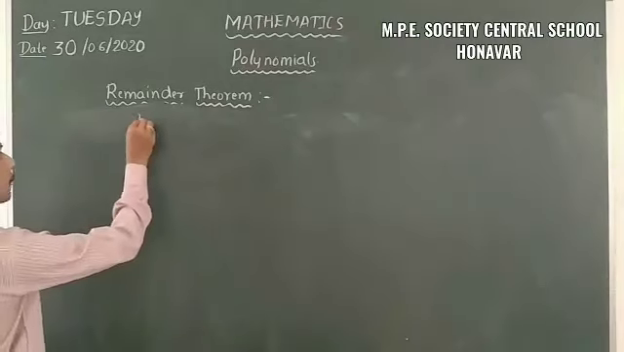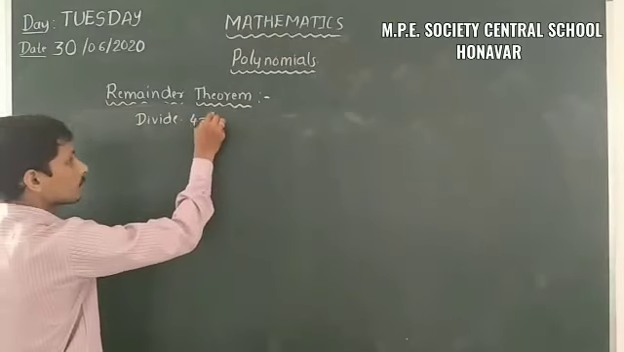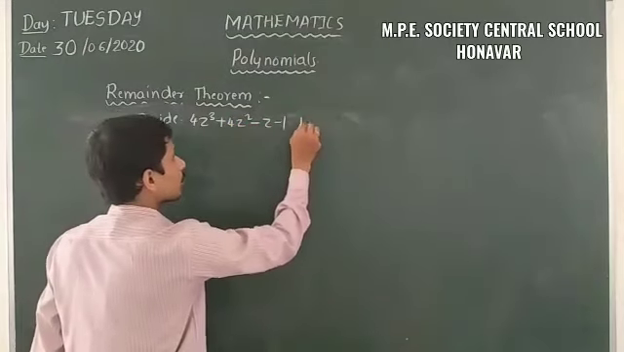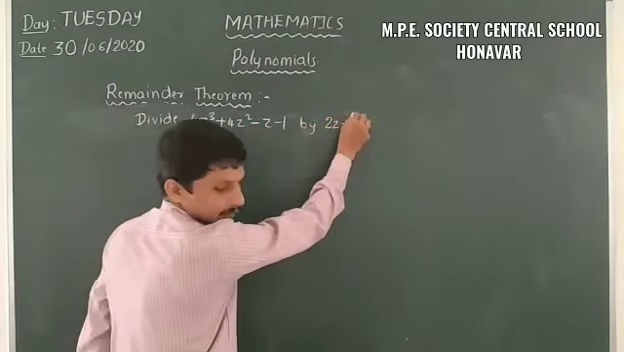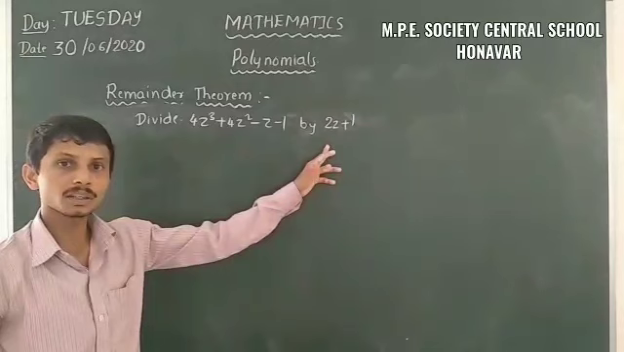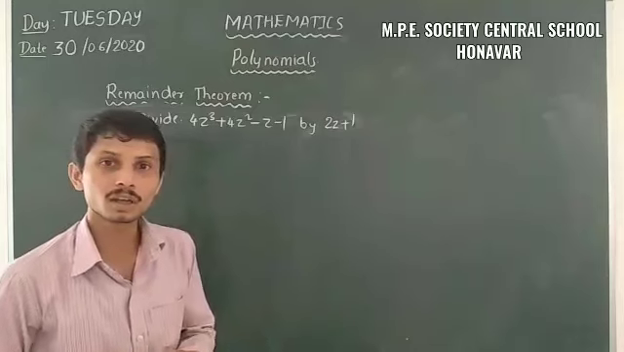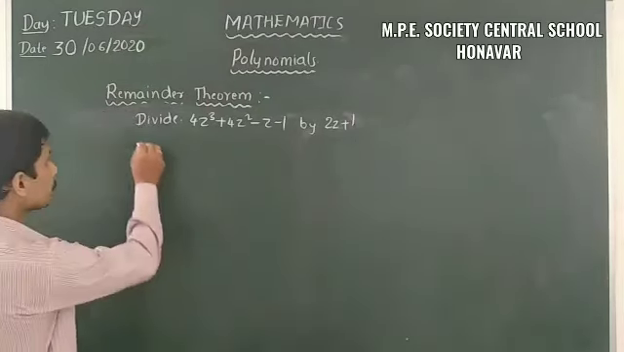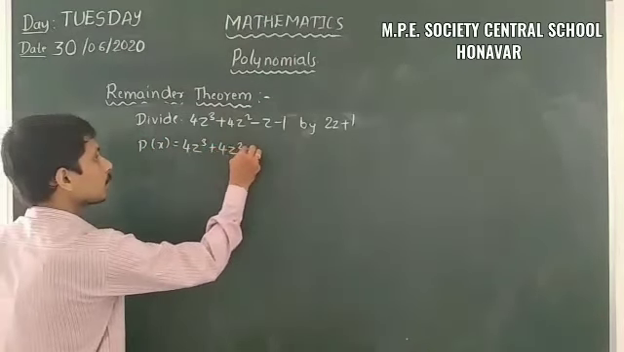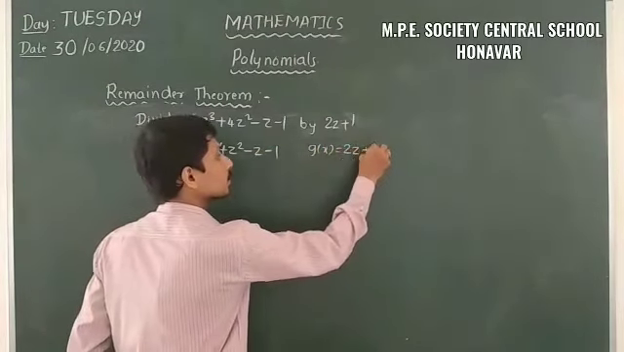So let us divide 4z cube plus 4z square minus z minus 1 by 2z plus 1. So we have to divide these two terms. Here we just substitute the value of z, one of the zeros of the given polynomial. Here P of z is 4z cube plus 4z square minus z minus 1, and g of z is equal to 2z plus 1.